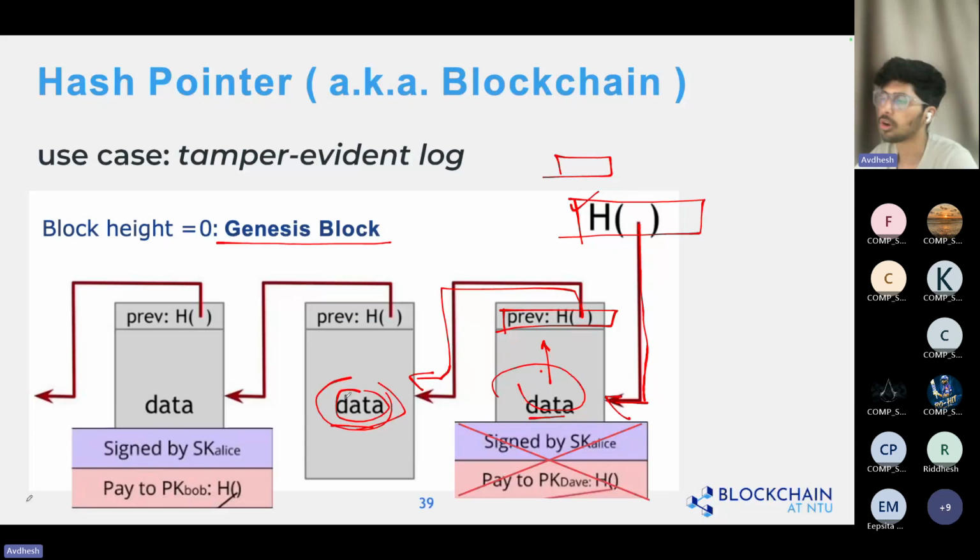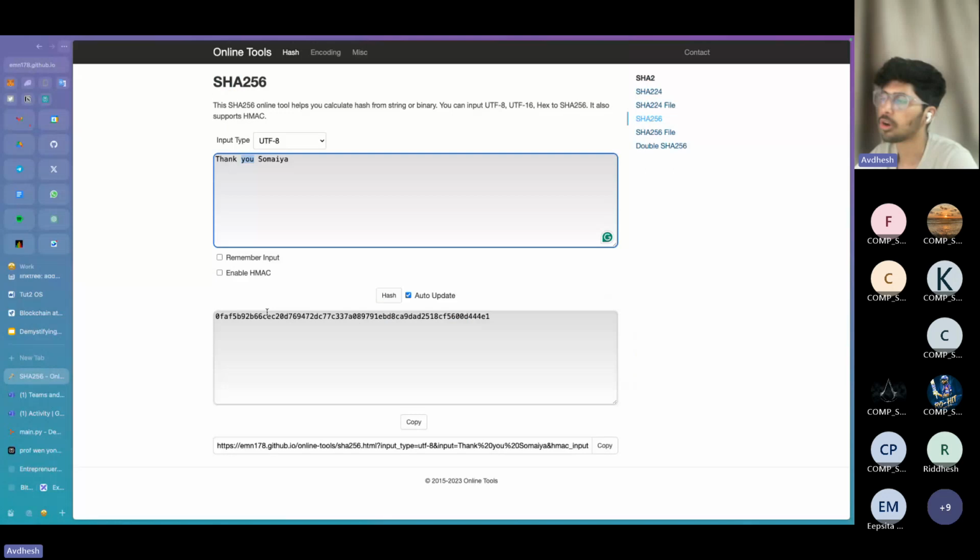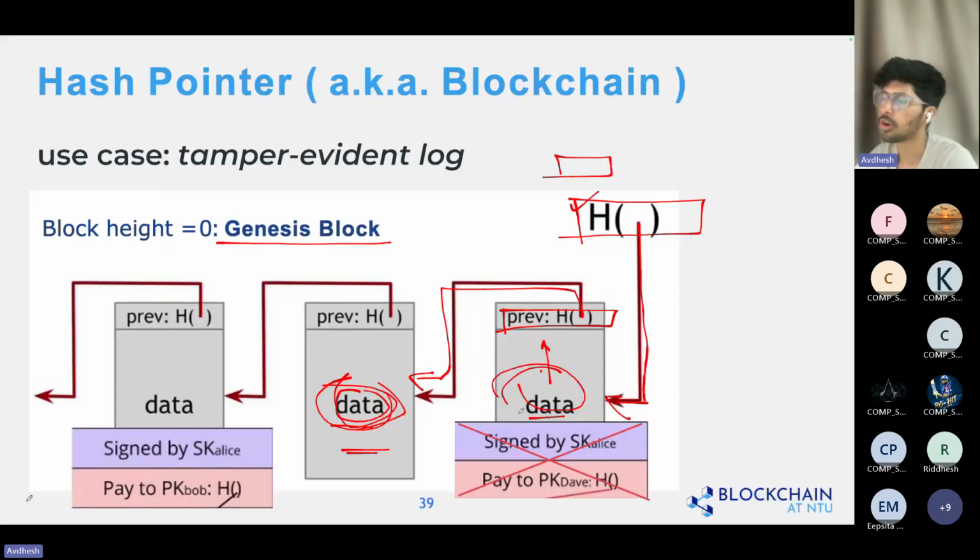And suppose it says "Thank you blockchain and NTU", the data will be here, but the previous hash will be this value that we had of this data. So this is how we create a chain of blocks.